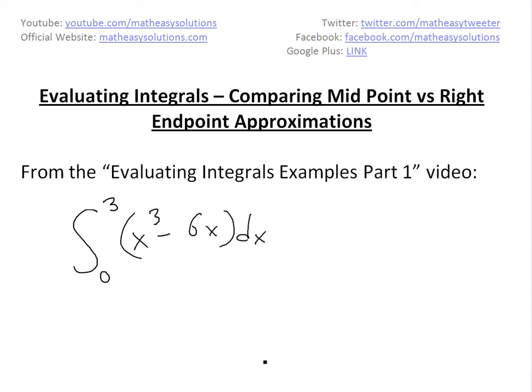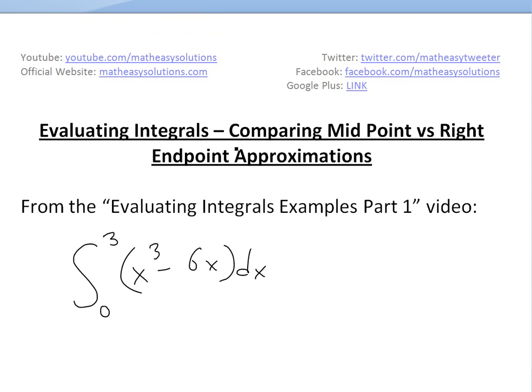It's time for another math easy. So we're going to discuss basically evaluating integrals again, but now we're going to compare the midpoint versus right endpoint approximation and show that the midpoint one is usually much more accurate, but basically we use right endpoints because it's just more convenient to write it down.